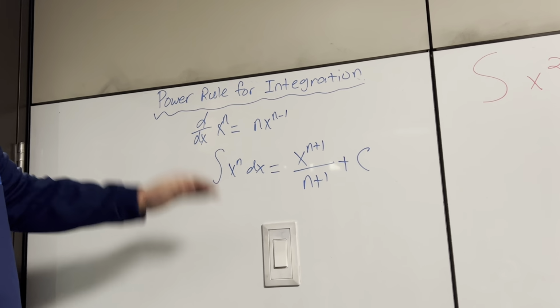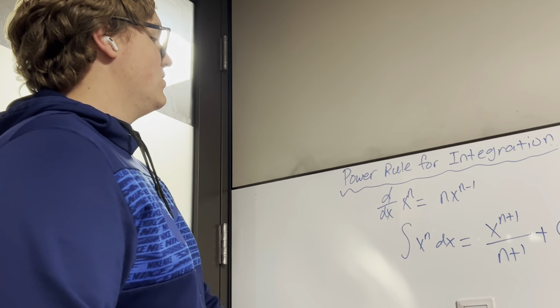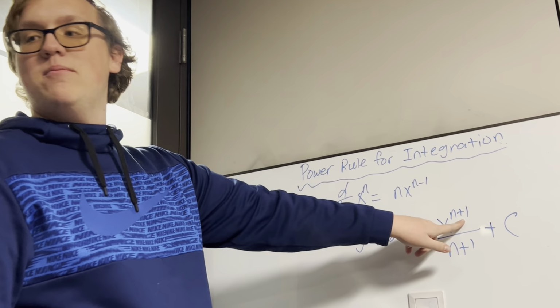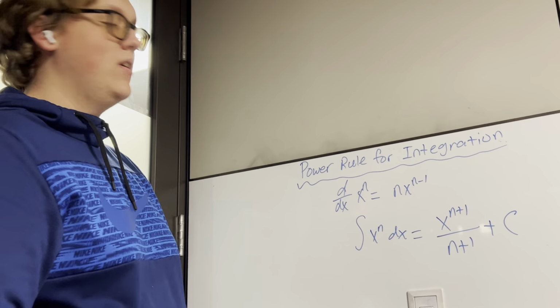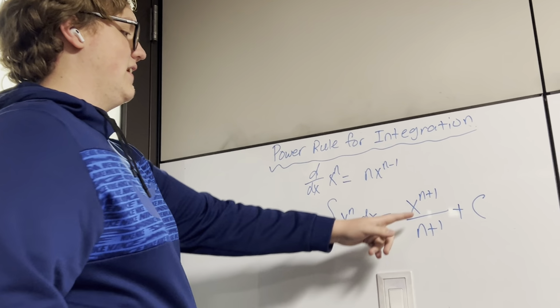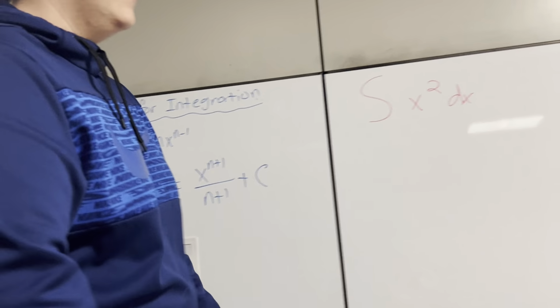So for integrals, we have something similar. Remember, the integral is just the antiderivative, right? So if you want to take away this n minus 1 in the derivative, you need to put an n plus 1 in the power rule for the integration. So the integral of x to the n is x to the n plus 1 over n plus 1 plus some constant. So let's do some practice.